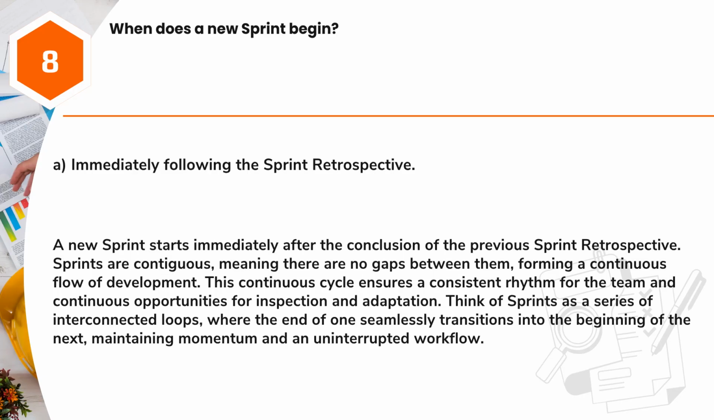Answer: A. Immediately following the sprint retrospective. A new sprint starts immediately after the conclusion of the previous sprint retrospective. Sprints are contiguous, meaning there are no gaps between them, forming a continuous flow of development. This continuous cycle ensures a consistent rhythm for the team and continuous opportunities for inspection and adaptation.